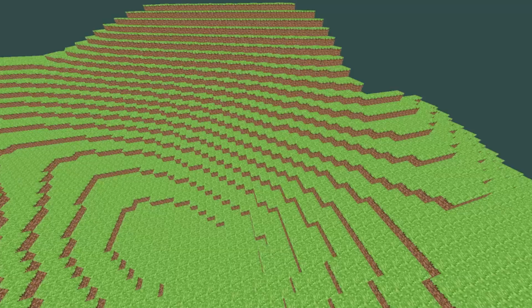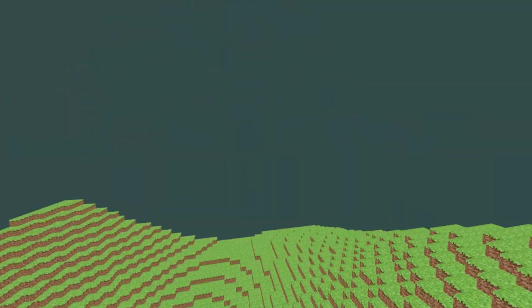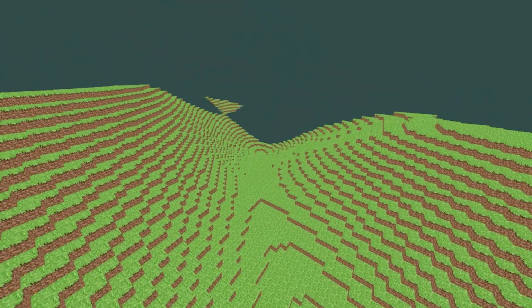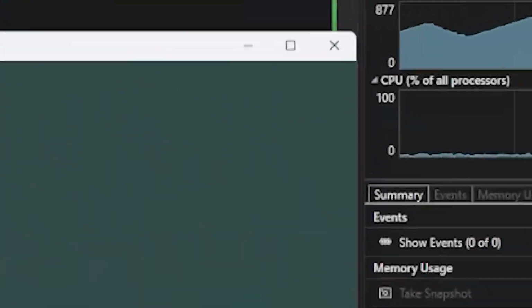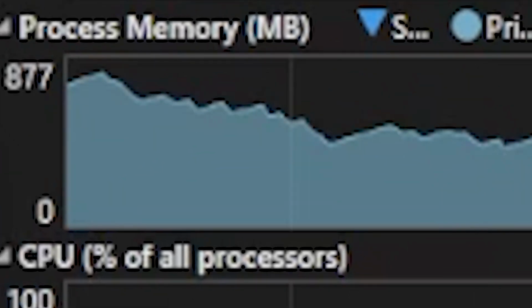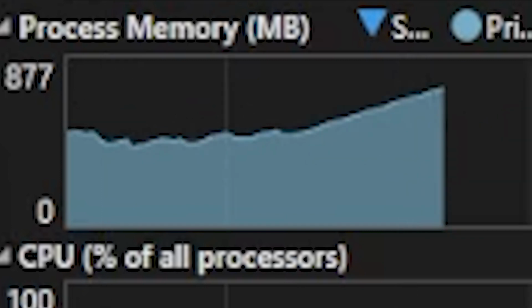Well, this is fun and games and all, and it's looking pretty good, but the actual software side of things is very ugly. If we zoom out and look at how much RAM the game is taking up, it's an absolute atrocity.